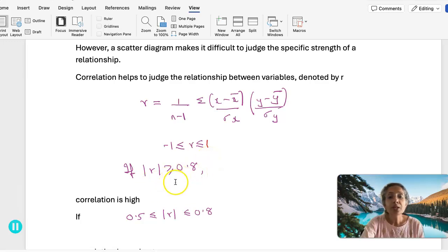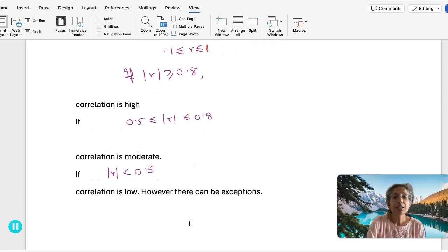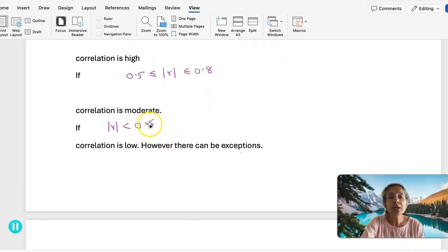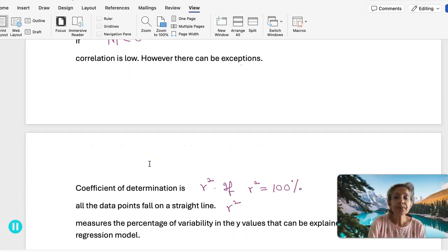Now, if |r| is greater than or equal to 0.8, we say that we have a high correlation. What happens if |r| lies between 0.5 and 0.8? Then we say that we have a moderate correlation. And if |r| is less than 0.5, we say that the correlation is low. However, there are a few exceptions to this, as we will see.